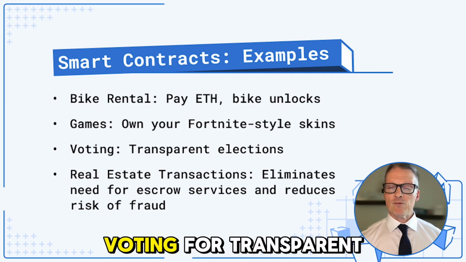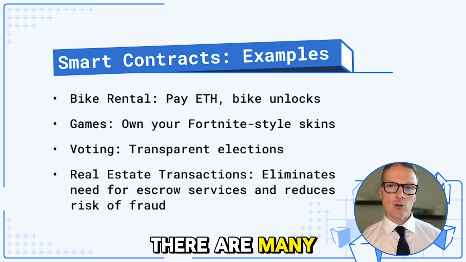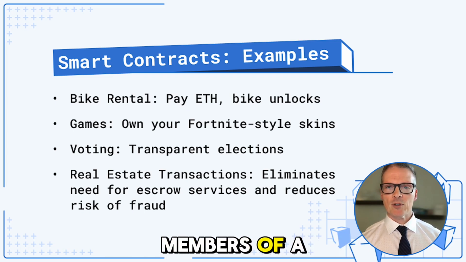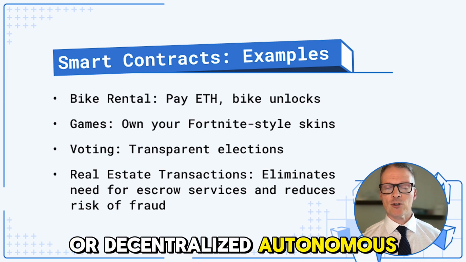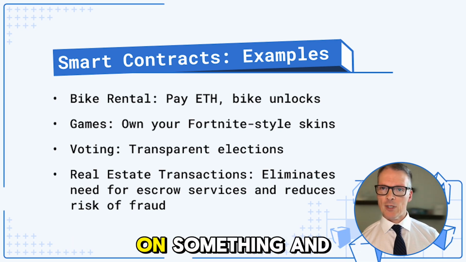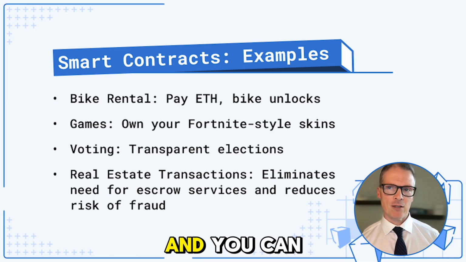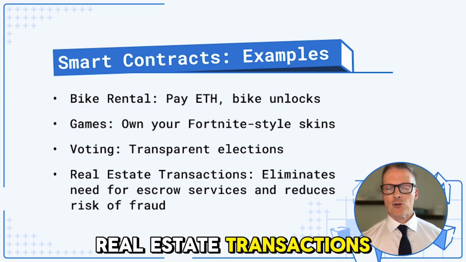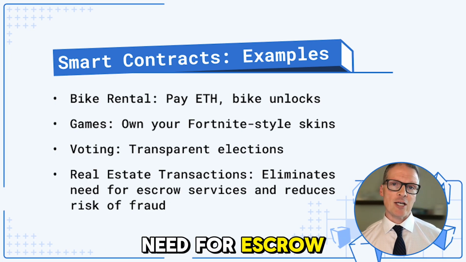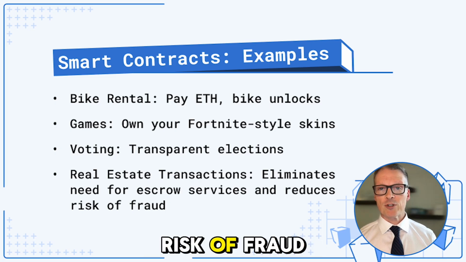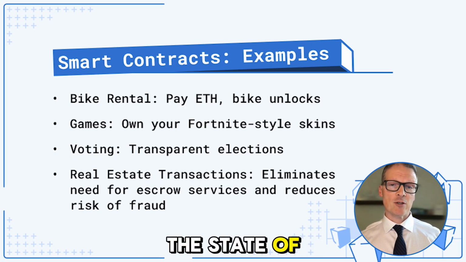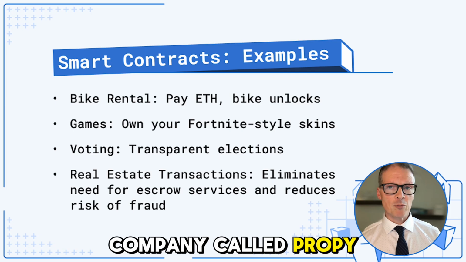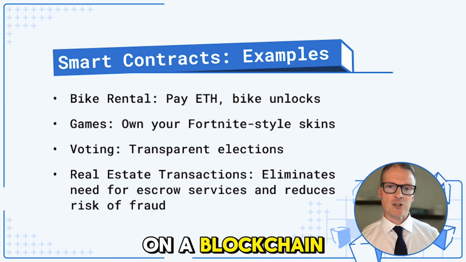You also have voting for transparent elections. There are many voting platforms where members of a DAO, or decentralized autonomous organization, get to vote on something and enact it on chain, and you can see which wallet voted and how. And for real estate transactions, it eliminates the need for escrow services and reduces the risk of fraud. Even here in the state of Florida, there is a company called Propi that does everything on a blockchain basis.